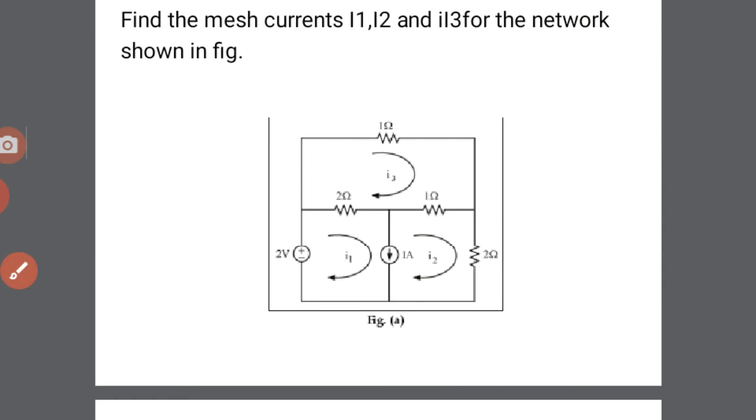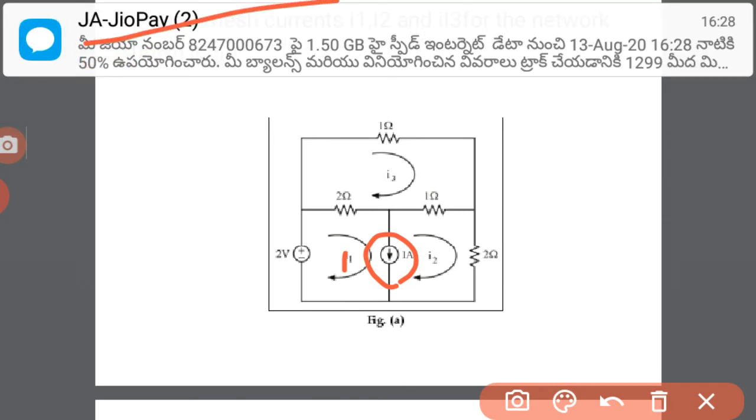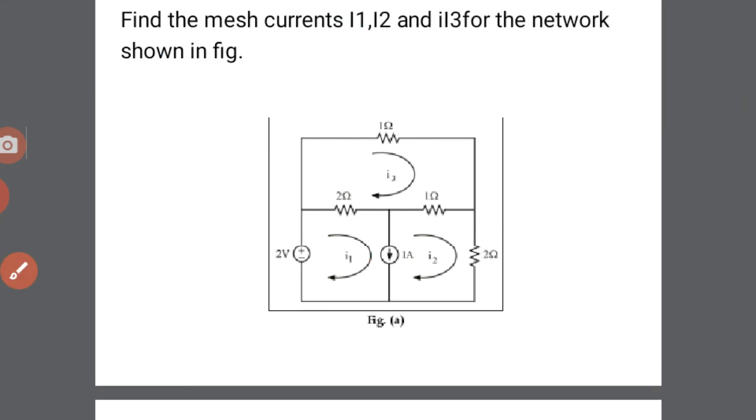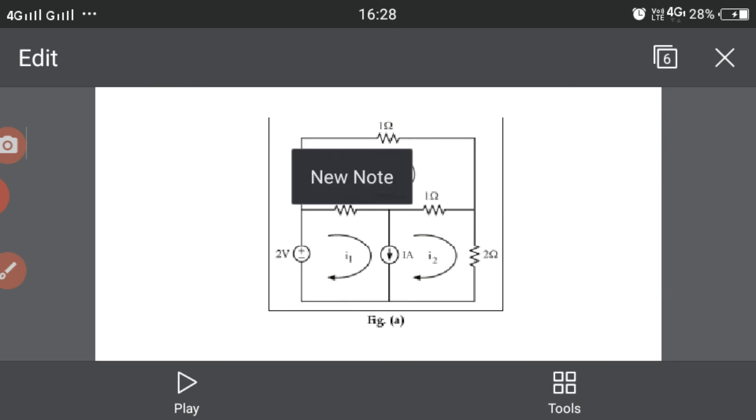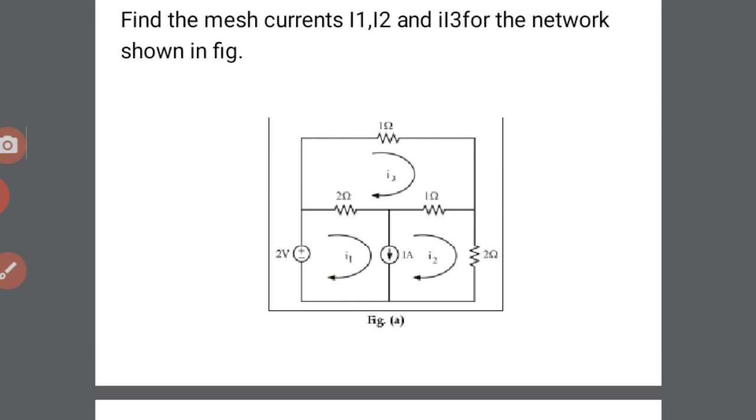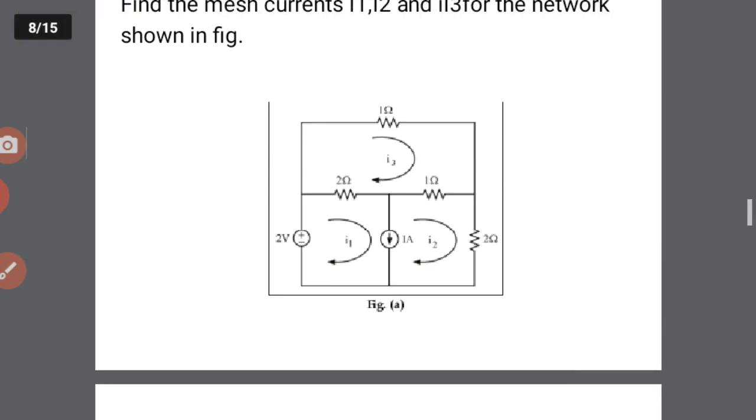I am sorry, I will repeat once again. In super mesh analysis, when we are applying the mesh equations, just remove this part, meaning there is no connection existing. So write down the mesh equations. For loop 1 there is a 2 ohm resistor in between loop 1 and loop 3, so that's I1 and I3. Again, between loop 2 and loop 3 there is a 1 ohm resistor.